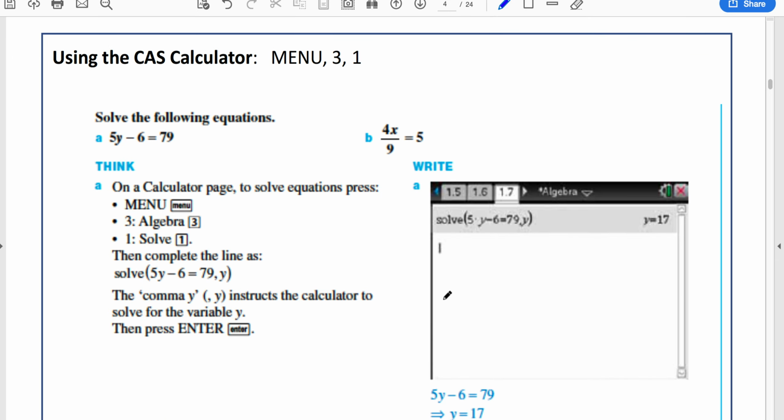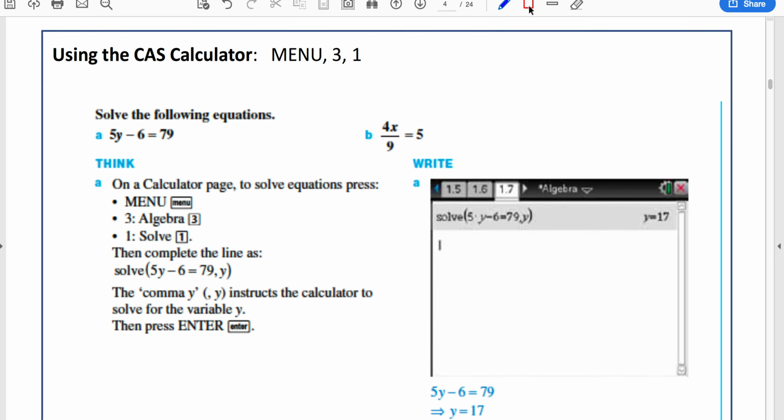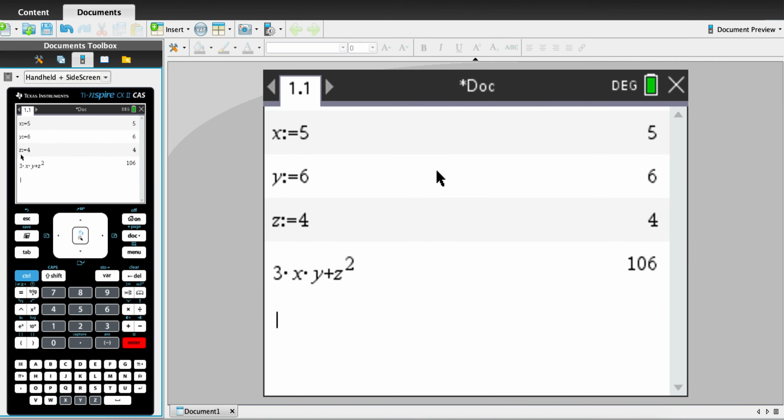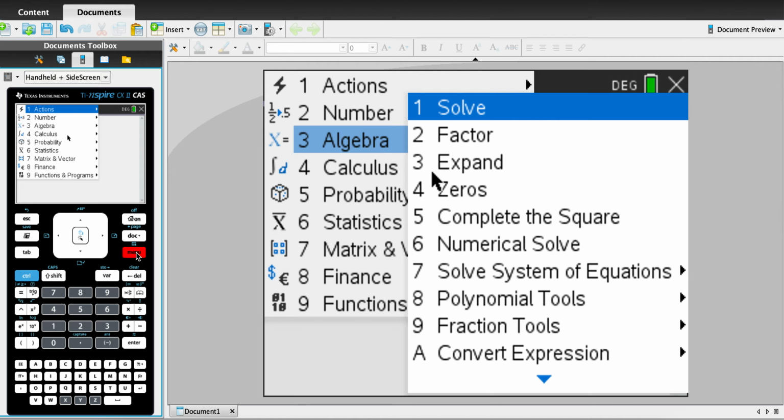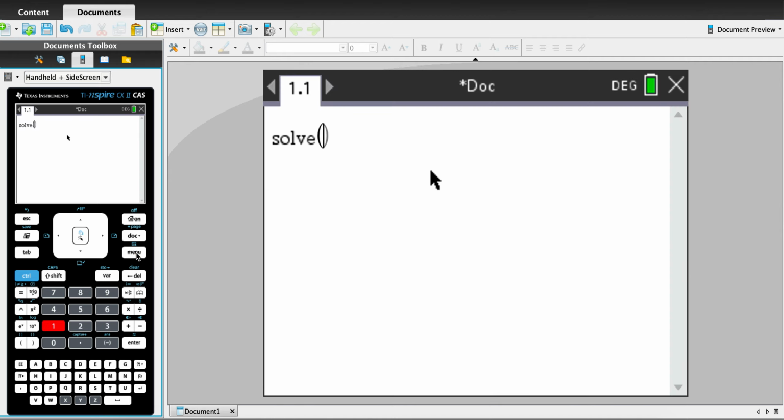Okay, so using the CAS calculator to solve, your go-to is this set of steps right here, menu 3, 1. I'm going to go to the calculator now. I'm just going to delete this because we don't need it. And I want you to press menu 3, 1 for me. And what you're going to see come up is this, it'll say solve, and then you'll see brackets. Your cursor will be inside those brackets. To solve an equation, what you do is you type the equation in, so the entire thing, the equal sign, everything, both sides of it.